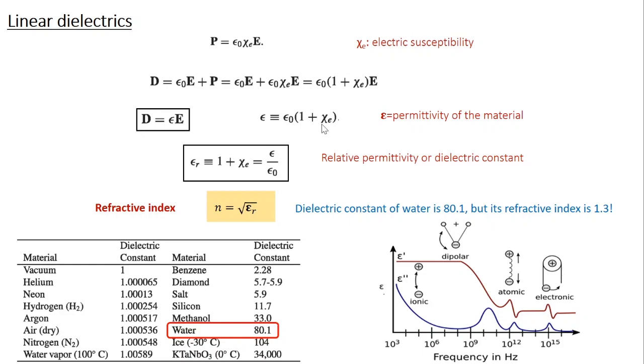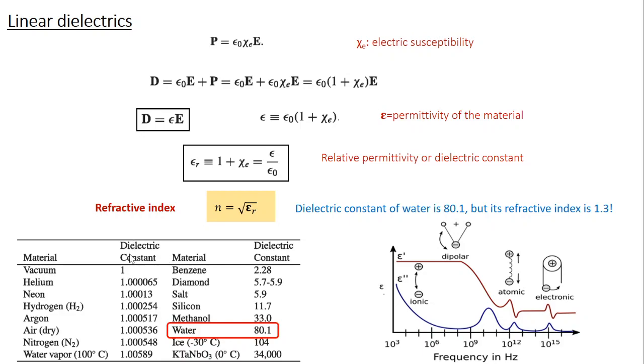This particular term 1 plus chi E, which is equal to epsilon by epsilon naught, is known as relative permittivity epsilon R, or a more familiar terminology for this is a dielectric constant. Dielectric constant is a very important parameter, especially in the case of optics, because if you take square root of dielectric constant, you get refractive index. Now, since dielectric constant or permittivity is a material constant, refractive index is also a material constant. For different materials, you have different refractive indices.